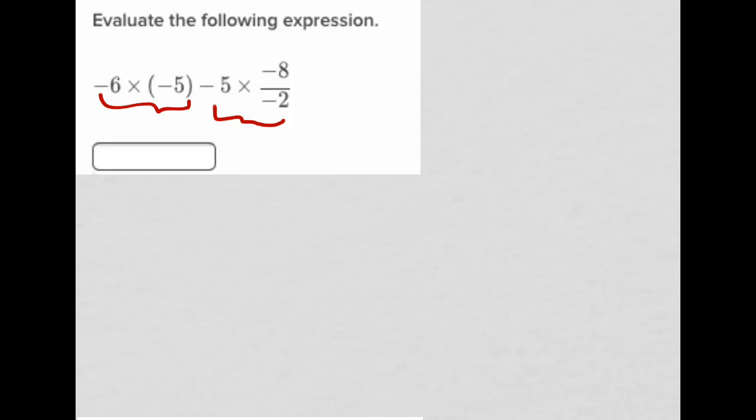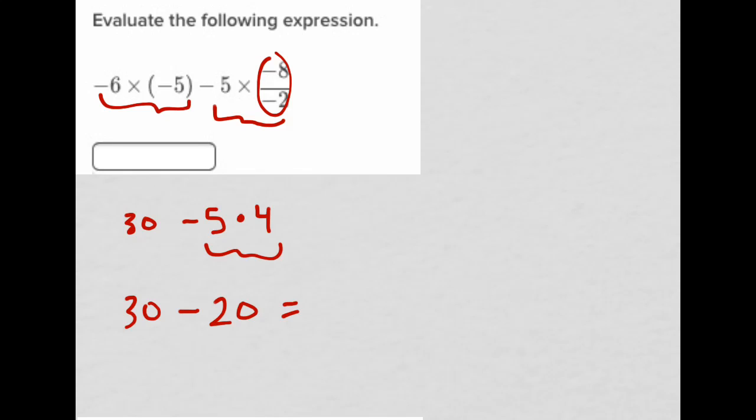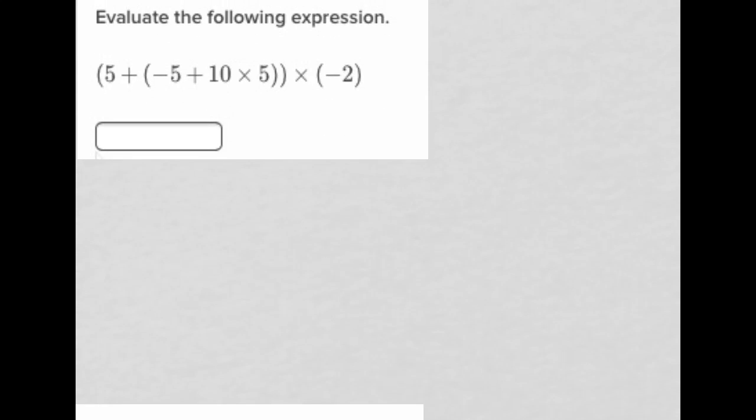So, what is negative 6 times negative 5? That would be positive 30. And then I have, well, let's see what that part is. Well, I'll do this division then. So I'll still have negative 5 times, negative 8 divided by negative 2 is positive 4. And then I'll do this multiplication. So 30, and then it'll be negative 20, yeah? And so I get positive 10 is my answer. Positive 10, okay.